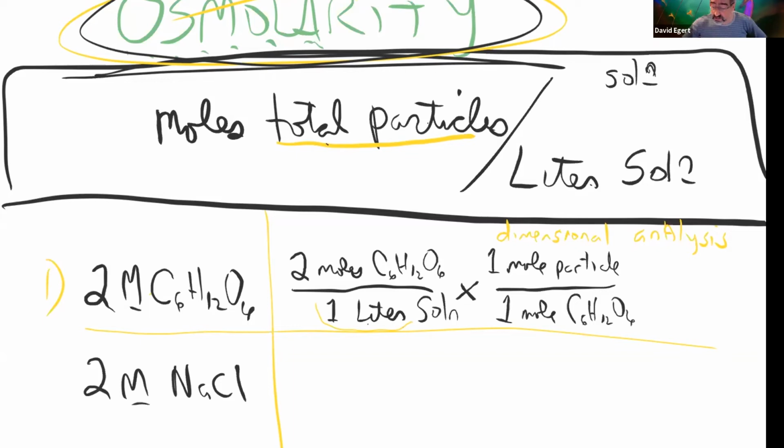The reason I like dimensional analysis is you need to make sure that the units cancel. So if you're always trying to figure out whether you're supposed to divide or multiply, as we'll see, it gets more complicated sometimes. You just make sure the moles of glucose cancel. That leaves me with, if I multiply out on the top, 2 moles of particles per liter of solution. So what does that mean in terms of osmolarity?